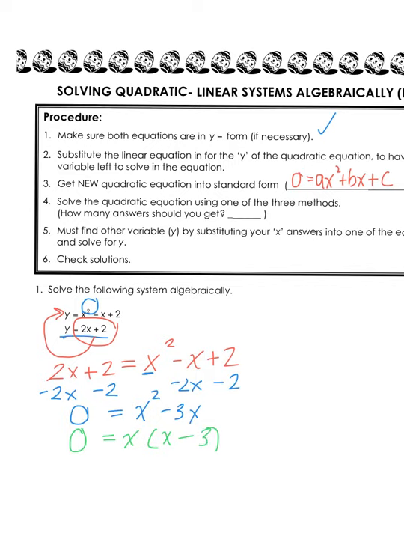Once it's in factored form and equal to 0, I can do my t-chart. And I set this equal to 0. And I set x minus 3 equal to 0. Add 3, and I get x equals 3. Now, at this point, a lot of people are going to walk away from this problem, and they're going to think they're done. But let's talk about what we're actually doing.